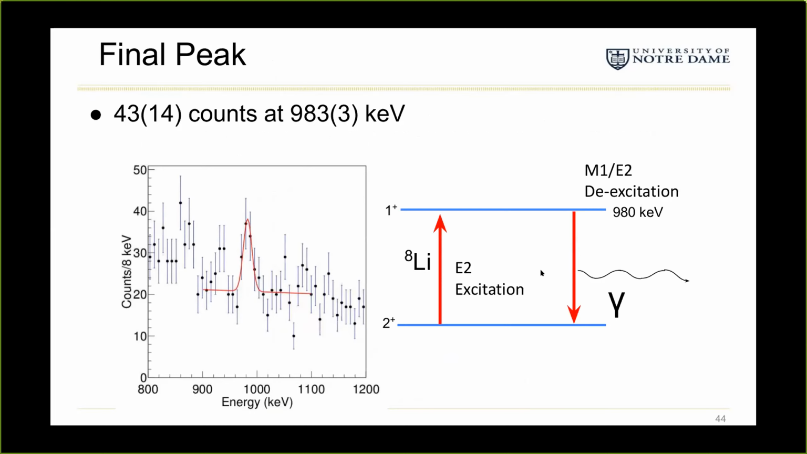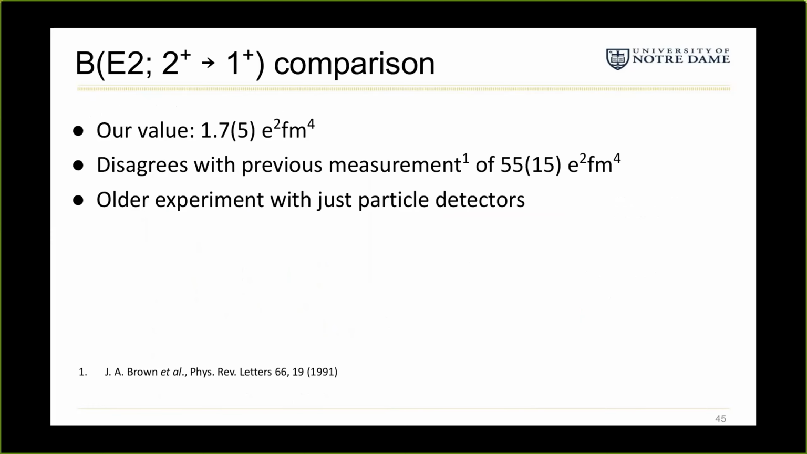As with last time, we were able to fit this peak and get counts. We had to use a Geant4 simulation again to reproduce our beam rate, and we're then able to calculate a cross-section. So this is our B(E2) calculated from that cross-section. We have a value of 1.7 plus or minus 5 e squared fm to the fourth. We are still currently working on the systematics for this experiment, so there might be some systematic uncertainty added in later.